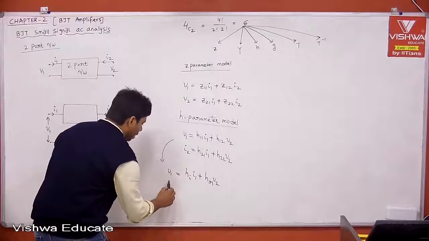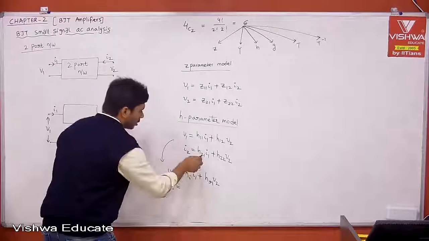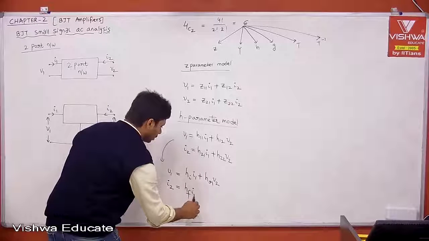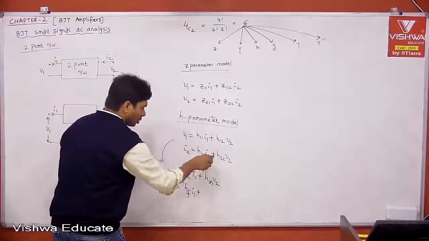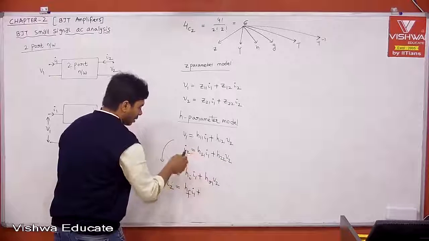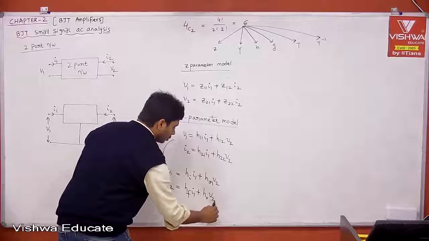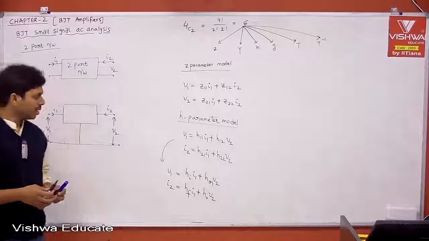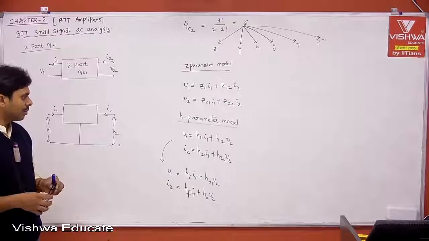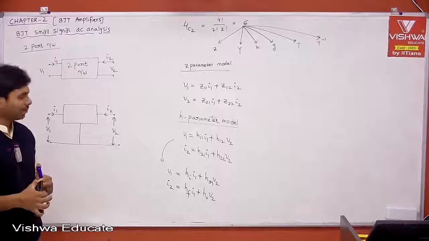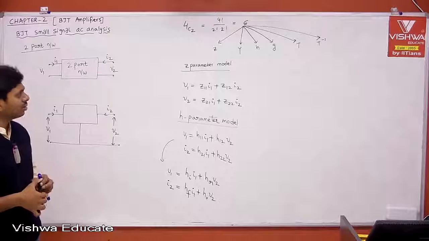Similarly, what is I2? I2 is equal to, what is H21? I2 by I1, which is forward current gain, HF into I1, plus what is H22? I2 by V2 when I1 is 0. Therefore I2 by V2 is nothing but output admittance, HO into V2. I didn't do anything. Remember, just replace the subscript with respect to the meaningful unit notation. Okay, continue. Until I say don't write, you can continue.